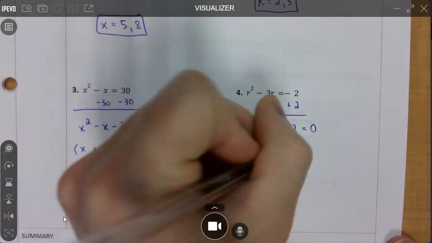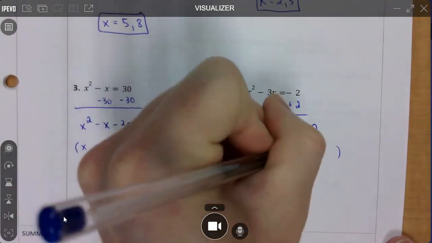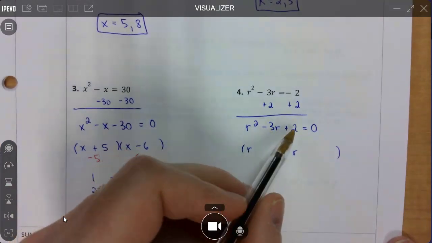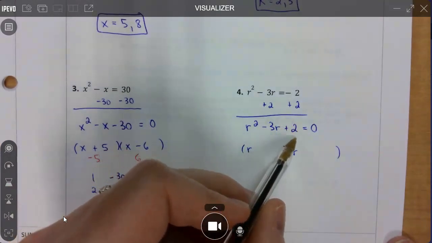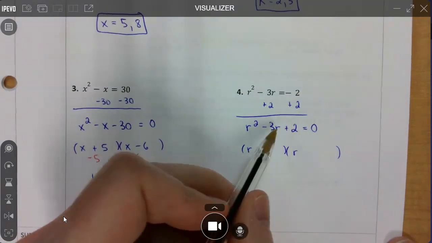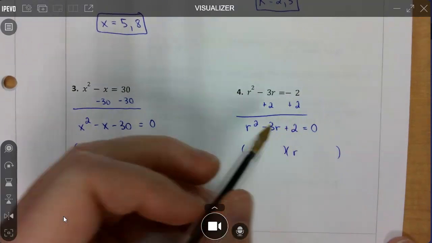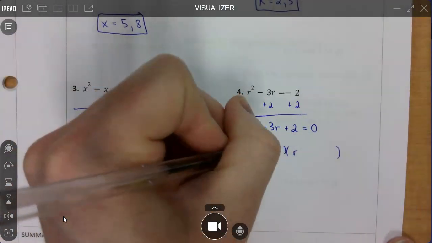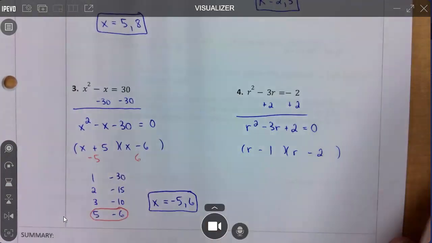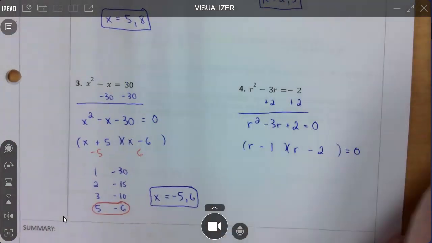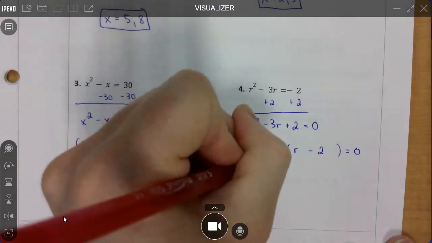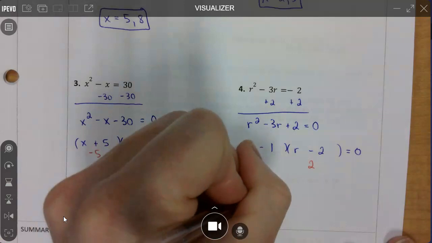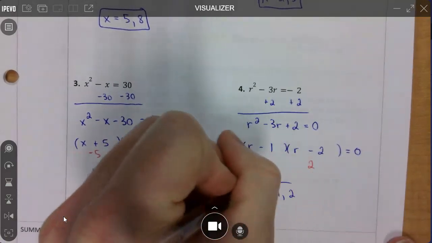So now what numbers, as I set this up, r and r, what numbers multiply to make +2, but add to make -3? Well, to get a positive result, remember both factors have to be the same sign. Since the middle term's negative, I need both numbers to be negative. My only option, there's only one set of factors that make 2, so it's going to be -1 and -2. The whole thing's still set equal to 0. So what makes the first factor 0? When r is 1 or when r is 2. So my answers are 1 and 2.